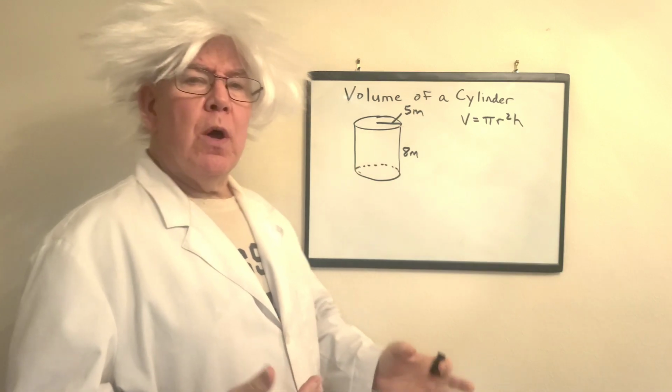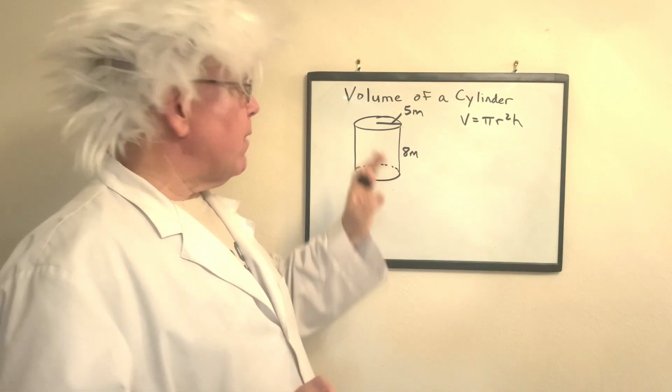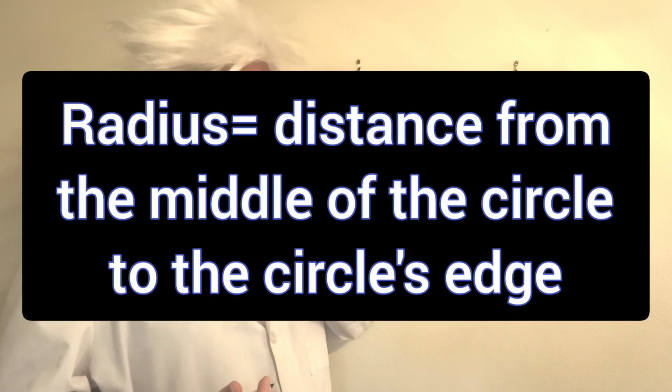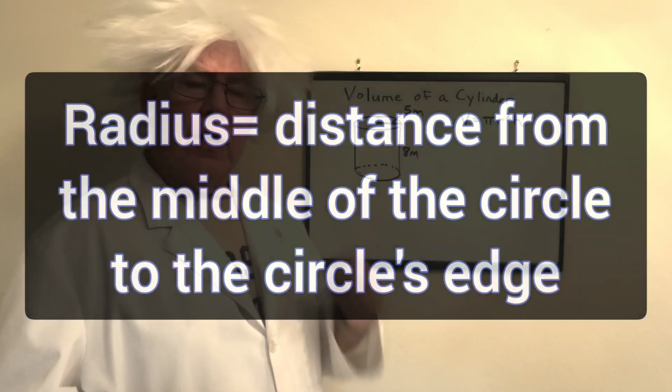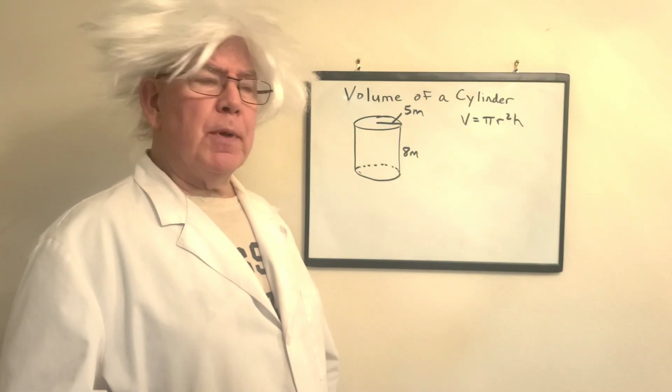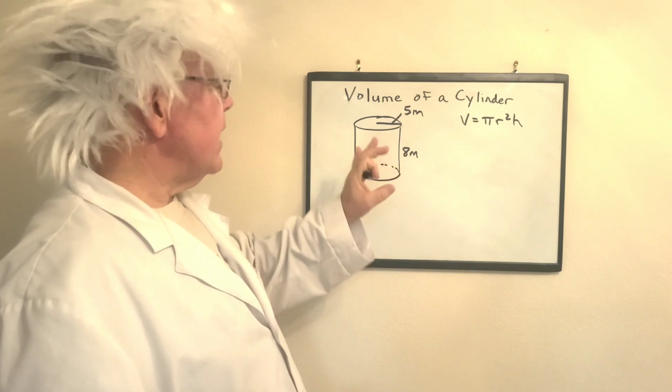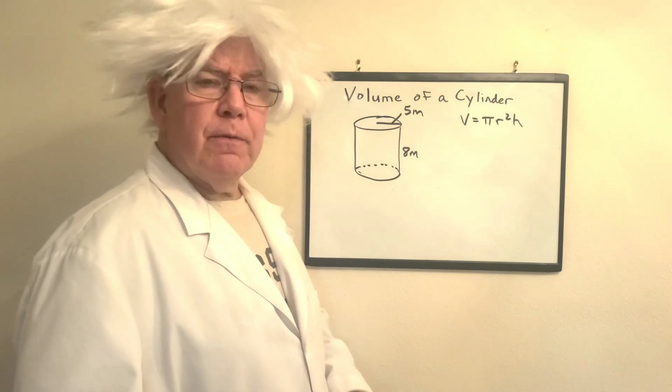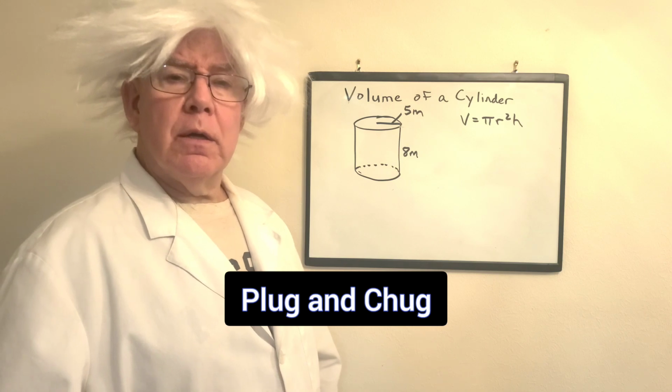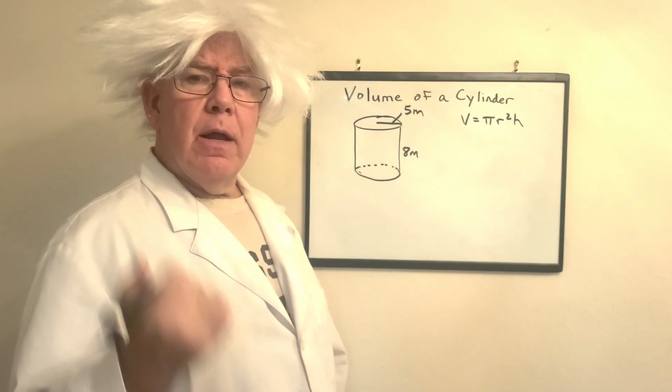So what we're going to do, we need to talk about what the radius is. The radius is half the distance from the middle of a circle to the edge. We're also going to talk about diameter a little bit later, but we're going to take these values and plug them in the formula. I call this plug and chug. So we're going to put them in there and do some work.